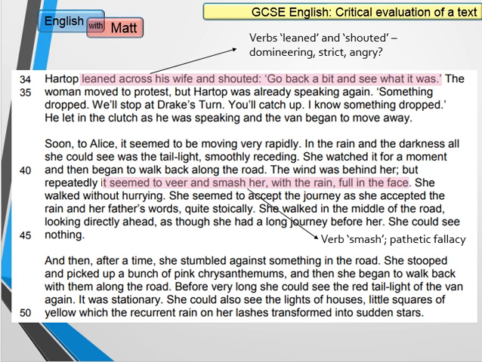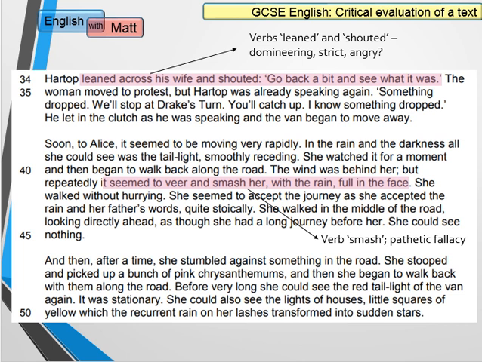So the first thing I've talked of there is that sentence, leaned across his wife and shouted. So the verbs leaned and shouted. Obviously, when somebody leans into your personal space, they could be seen as quite strict or quite domineering or quite in your face. So that could be something that you could talk about there. I've talked about when Alice gets out of the van into the rain, how the pathetic fallacy, how the weather of the rain, the verb there, smash, almost the rain kind of seemed to smash her.